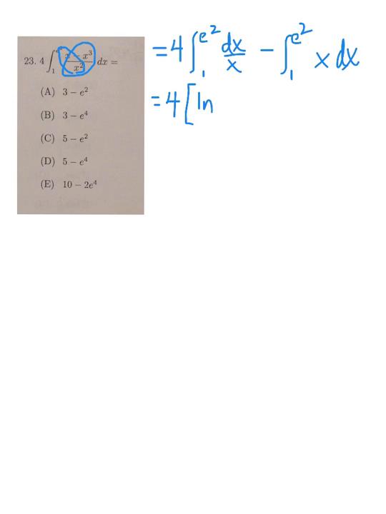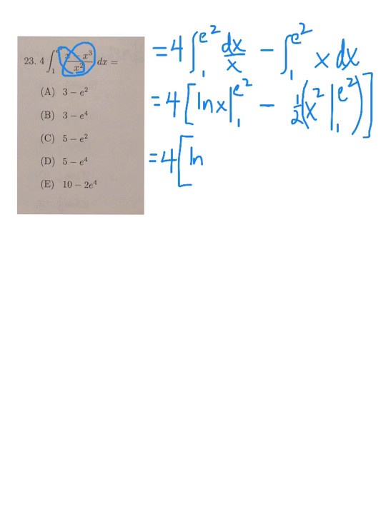So we have the ln of x, and we're going to evaluate that from 1 to e squared, minus the integral of x, which is 1/2 x squared, and that's going to be from 1 to e squared. Now I am going to go like this and like this, if that's okay with you, because I like to keep that 1/2 on the outside. Let's just keep the 4 out of it for now. We'll deal with it later.